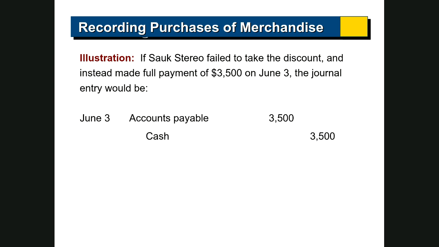And if they don't take the discount, it's simple, right? If they don't take the discount, you debit accounts payable and you credit cash. Is it clear? If they don't take the discount, debit accounts payable, credit cash. Finished.